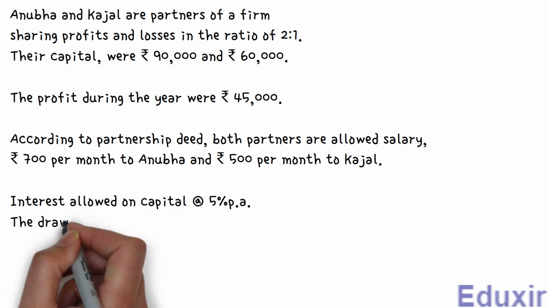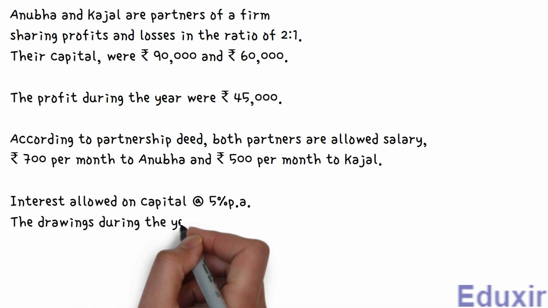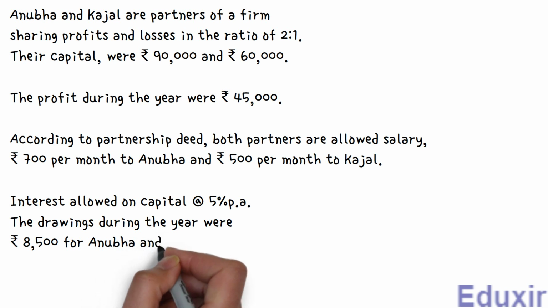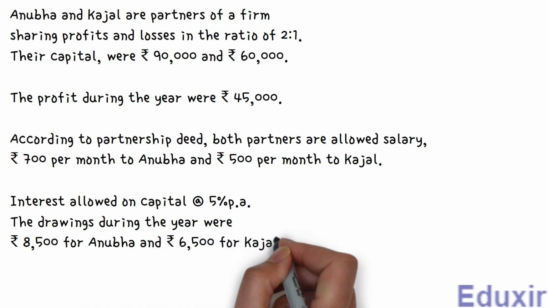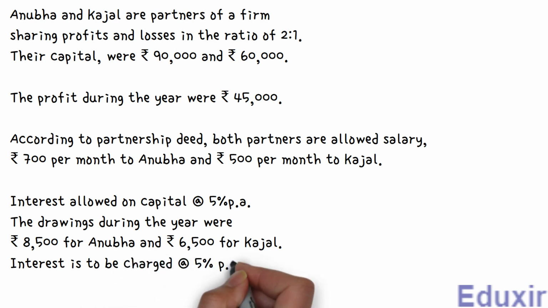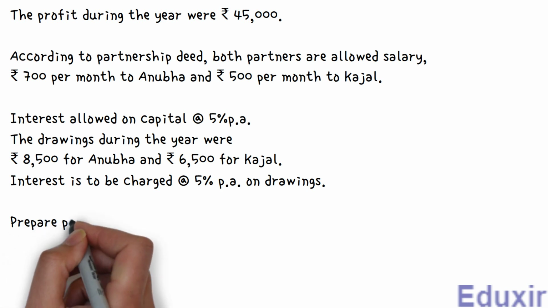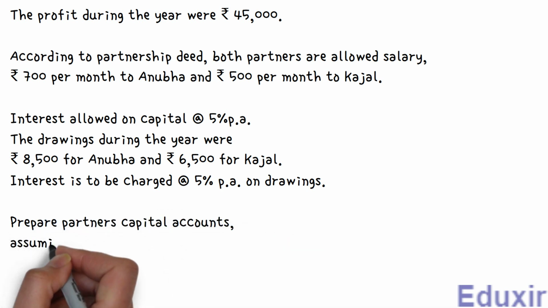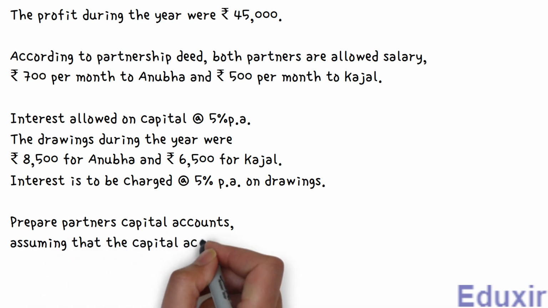The drawings during the year were 8,500 rupees for Anubha and 6,500 rupees for Kajal. Interest is to be charged 5% per annum on drawings. Prepare partners' capital accounts. Assuming that the capital accounts are fluctuating.